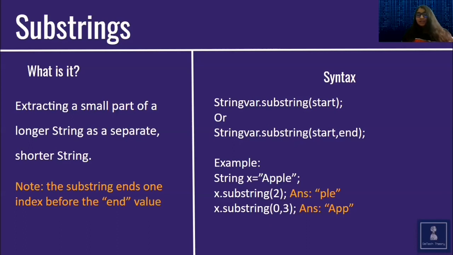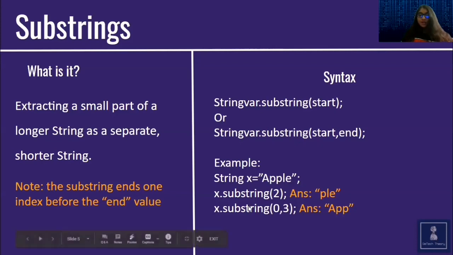To make things a little clearer, let's look at an example. So over here, string x equals apple, and x.substring(2). So what we do is we start at the index 2. So let's go 0, 1, 2. So we start here and we go all the way to the end. So the new substring will now just contain P, L, and E.